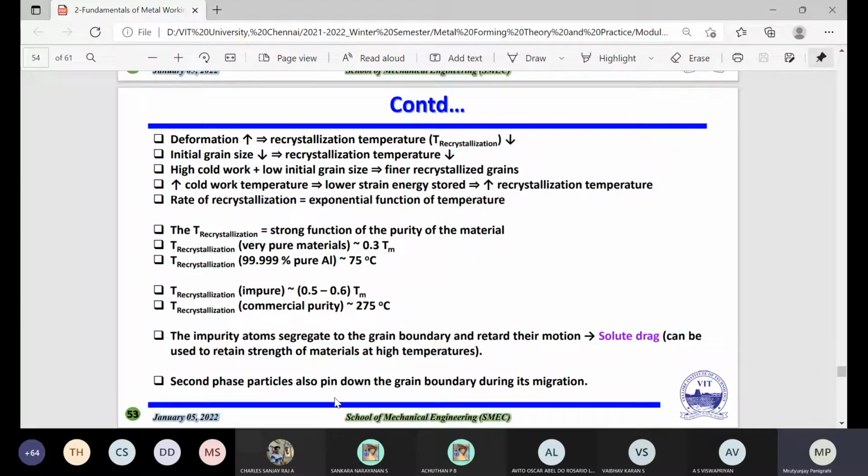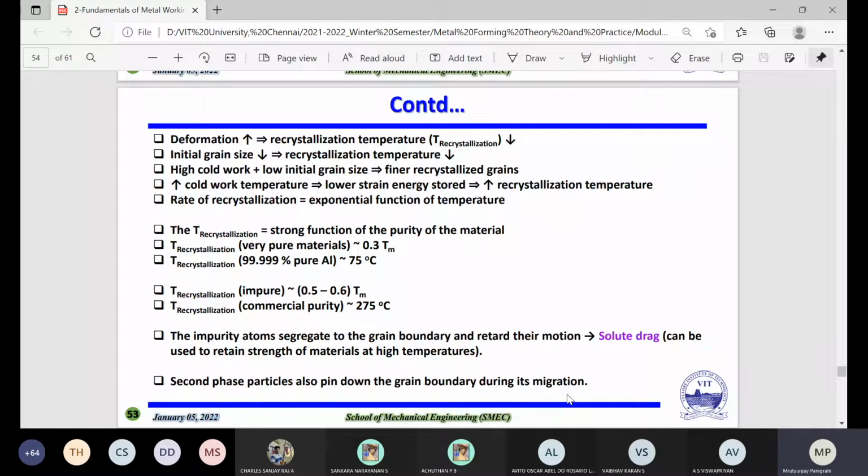The second phase particles also pin down the grain boundary during the migration. So what will happen if you have small grains, and they are going towards bigger grains, and there is some effect on the grain boundary because you are increasing the grain boundary from smaller to higher.